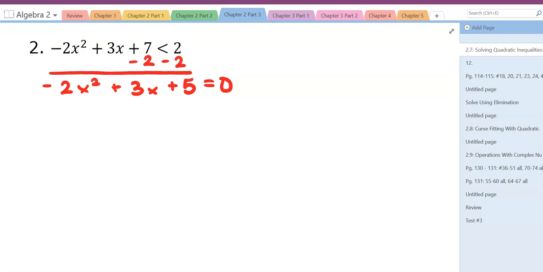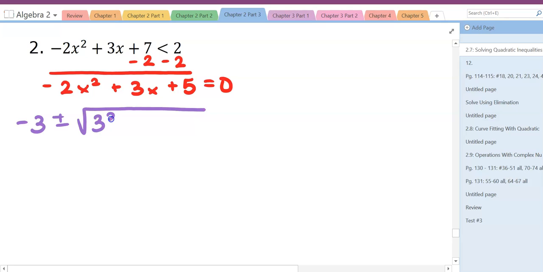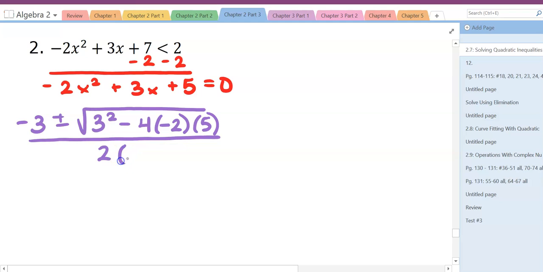Okay, now to solve this one, you can decide what you want to do. Because there's a number sitting in front of x squared, you don't necessarily have to factor this one, because if you do, you'll have to do the longer factoring. You could try the quadratic formula if you wanted to. You can really do whichever method you would rather do. Let's say you guys want to use the quadratic formula. So we would do opposite of b, which would be -3, plus or minus the square root of b squared, which would be 3 squared, minus 4. a is -2, c is 5. And this is all over 2 times a, 2 times -2.